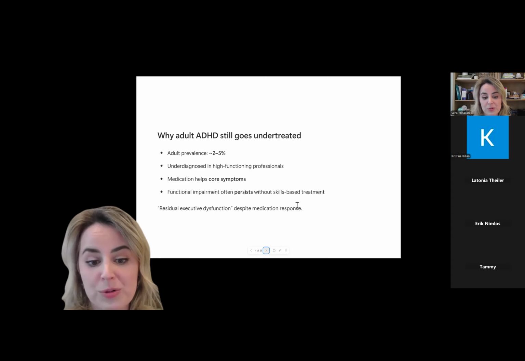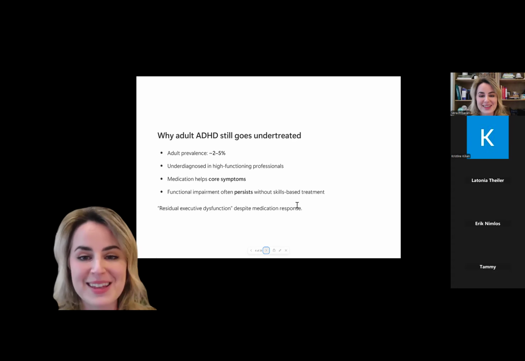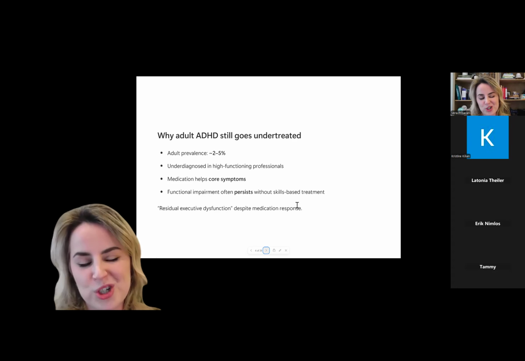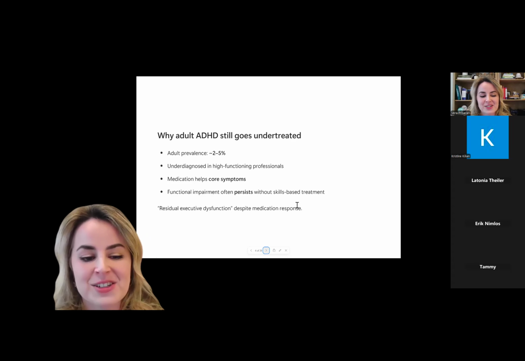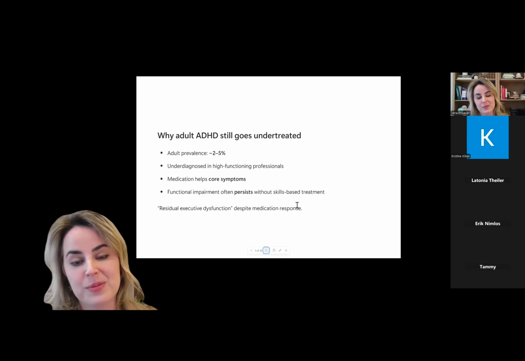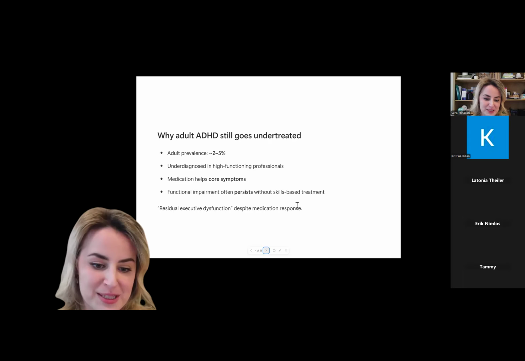Medication does help with core symptoms. And so you were hoping that, like the psychiatrist in the room would say, that's all you need. So you just need the medication and you're good to go. Fortunately, that's not the case. There's often functional impairment that still persists despite medications. And that's where the skills-based treatment really is necessary. And the whole reason for why we're talking about it today.